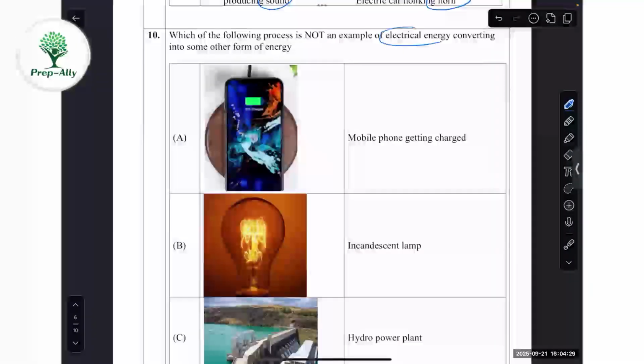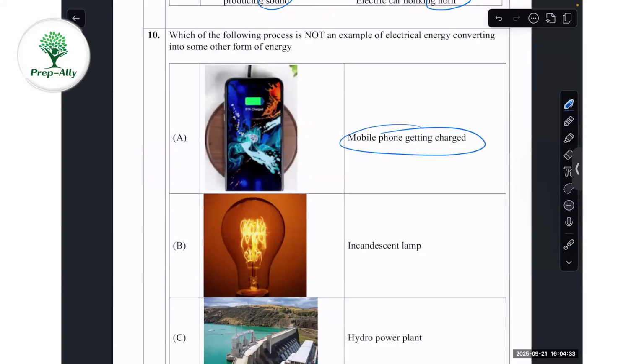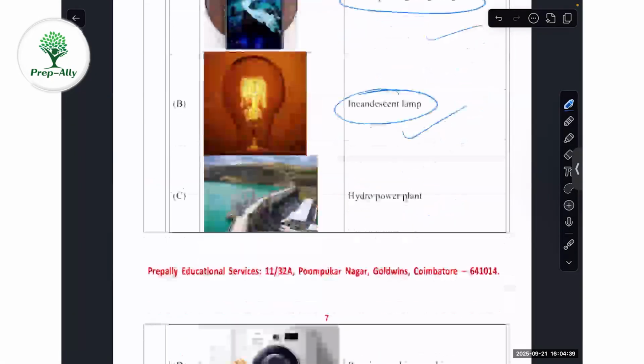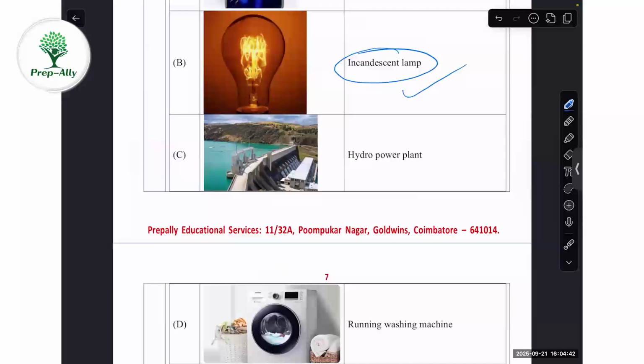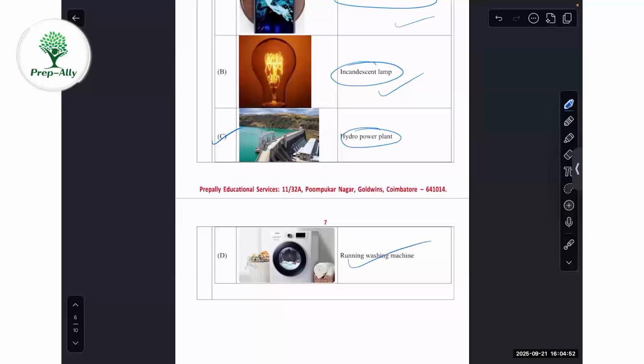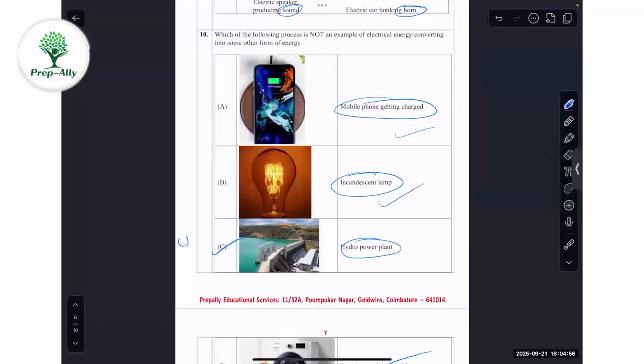Which is not example of electric energy converting into some other energy. Mobile phone getting charged. Yes, electricity is converted to something else. Bulb, electricity is converted to something else. Water, hydropower plant, that potential energy is converted to electrical energy. So this is the only case where final output is electricity, input is not electricity. Here also input is electricity. So C will be the correct answer for 10th one.